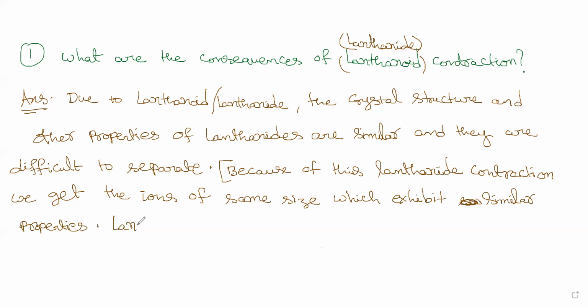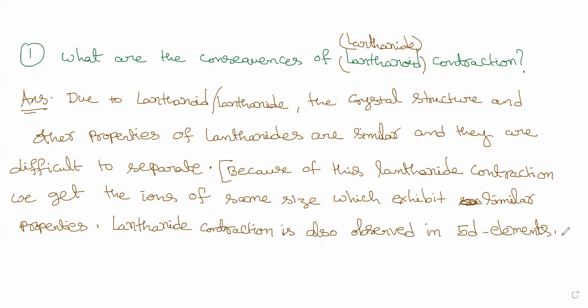Lanthanide contraction is also observed in 5D elements. Lanthanide contraction is due to poor shielding of f orbitals. Because the f orbitals shield very poorly, the size of the ions will start reducing. So because of that, we'll get same size ions. If ions are of same size, they will have same properties.